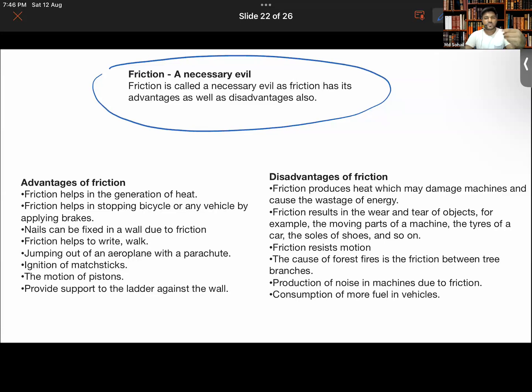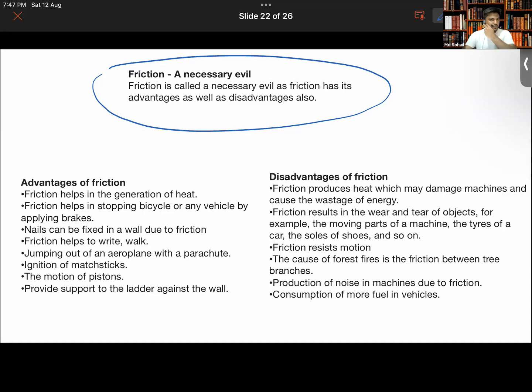Friction also helps in stopping bicycles or different vehicles when you apply the brake. Nails can be fixed into the wall, because there is friction there as well, right? In fact, most of the activities which we are able to do are because of friction. Why we are able to sit on our chair, there also friction is taking place. Otherwise, you would have just slid down, right? So if you were to pour some oil on the chair and then try to sit on it, then that will be a bit of a mess, right?